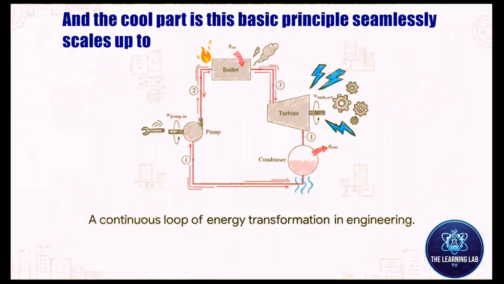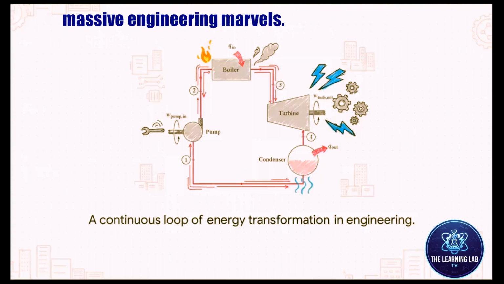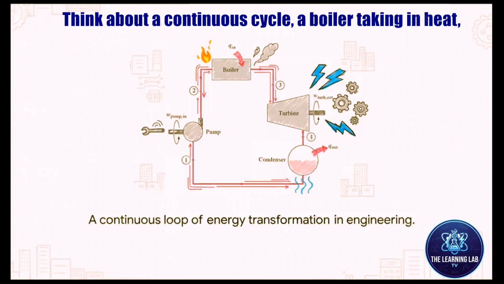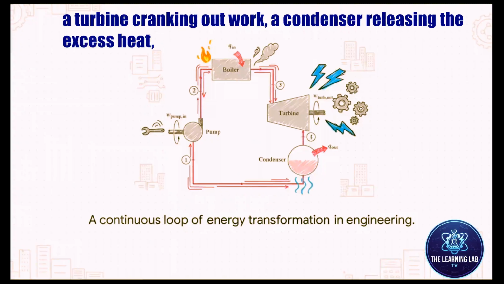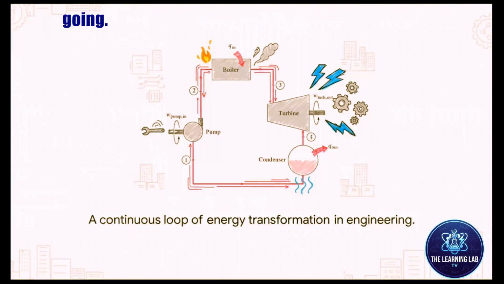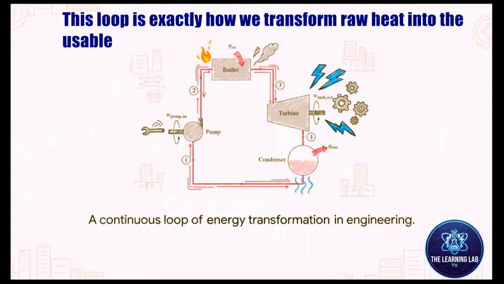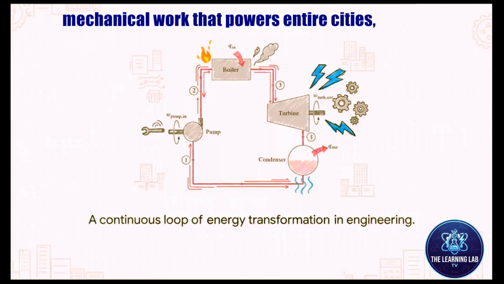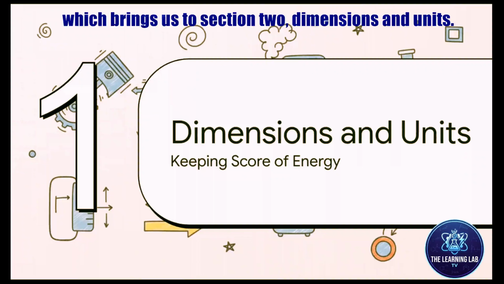And the cool part is, this basic principle seamlessly scales up to massive engineering marvels. Think about a continuous cycle, a boiler taking in heat, a turbine cranking out work, a condenser releasing the excess heat, and a pump taking work in just to keep the whole cycle going. This loop is exactly how we transform raw heat into the usable mechanical work that powers entire cities.